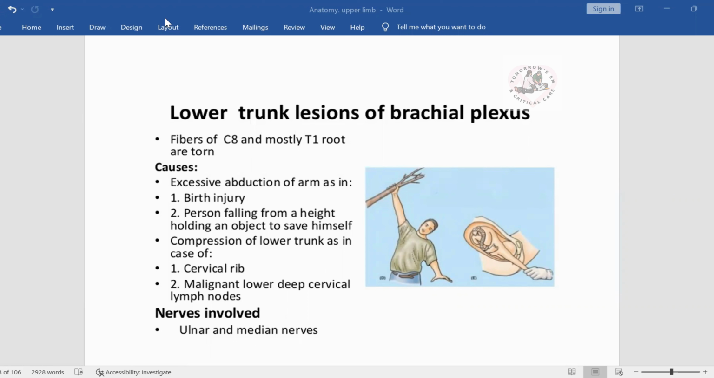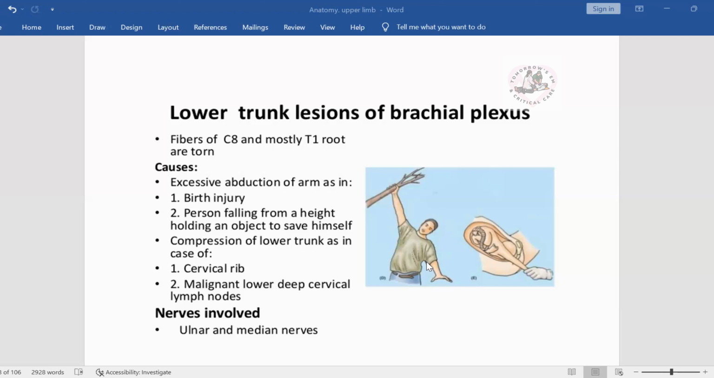Same here, birth trauma. You see here, they are pulling the baby out by the hand, isn't it? Sudden pulling. So there will be pressure in the root of the axilla, especially in the lower trunk of the brachial plexus. So another cause is birth trauma. Affected roots: C8, T1.